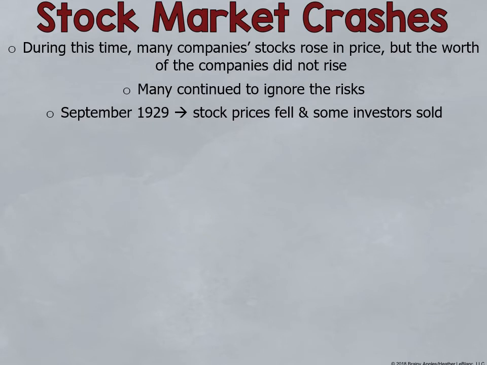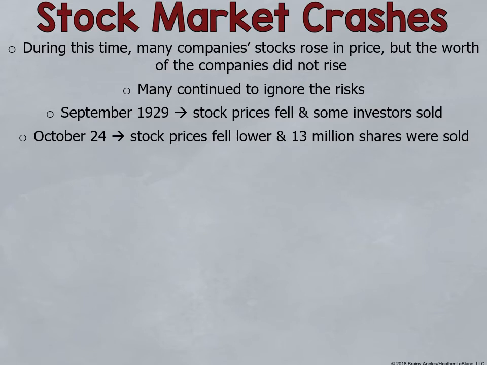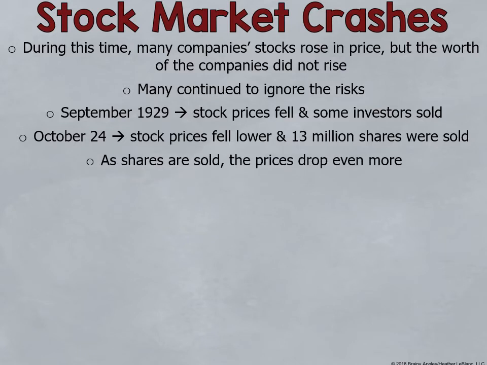September 1929, stock prices fell and some investors sold. Okay, so those are probably more of your wealthy investors. Those are not your average Joes. Most people, the common man, was going to try to ride it out for the big payoff. October 24th, the stock market dropped a little bit more and more shares sold, which made the price drop even more.